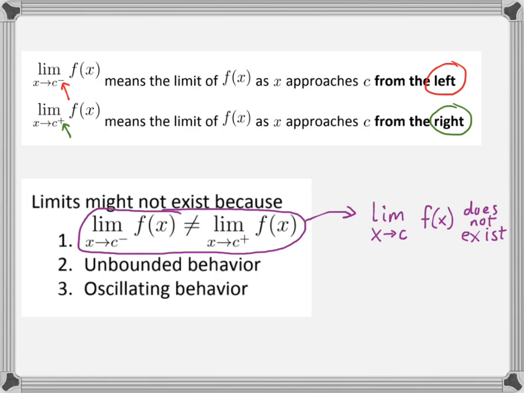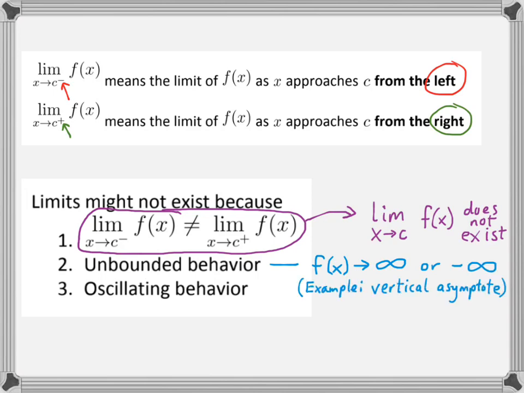There are some other reasons limits might not exist. One of them is unbounded behavior. That's when the function value approaches an extremely large number or an extremely large negative number. That might be, for example, a vertical asymptote. And there's also the case of oscillating behavior. That's too complicated for me to summarize right here, but we will talk about it in class.